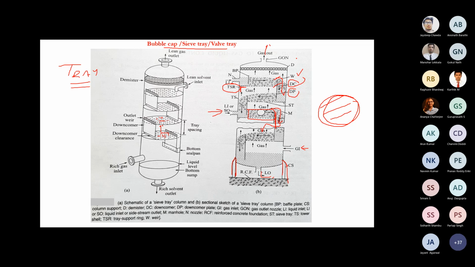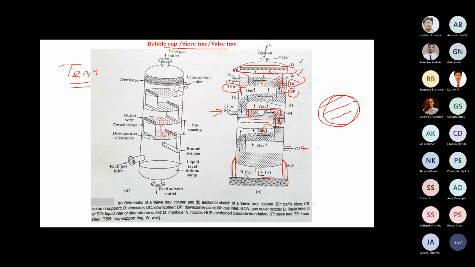Okay, so this D is called a demister, which means that when the vapor bubbles go out, sometimes they may carry liquid droplets. So the gas out should be pure vapor. It should not carry any liquid droplets. So entrainment of solute or liquids should be very small. So you have to check these entrainment points also. So entrainment of liquid droplets can be avoided by providing suitable demisters.